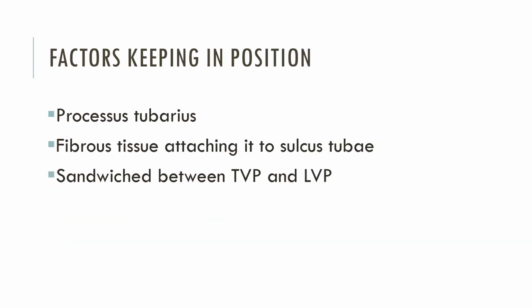The tube is kept in position by the processus tubarius, which is a small bony support along the medial pterygoid plate, posterior border. The fibrous tissue which attaches the tube to the sulcus tubi, and also the two muscles which hold the tube between them, that is tensor veli and levator veli.